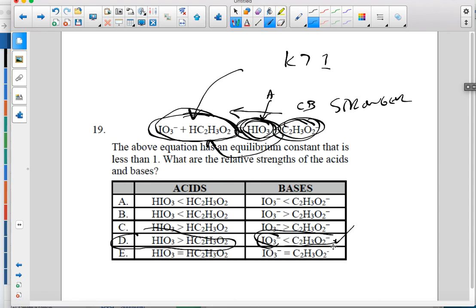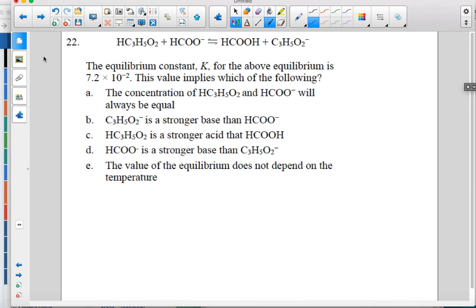It's weird the way that's written, but D is the correct answer. So you have to know that. They ask that on the exam every year. Whichever side the K favors, circle it. The opposite side is going to be stronger.